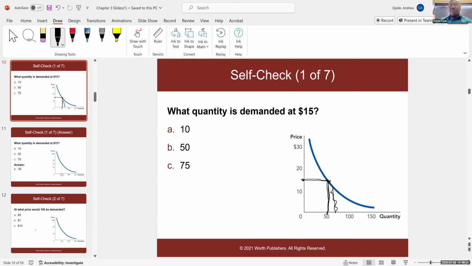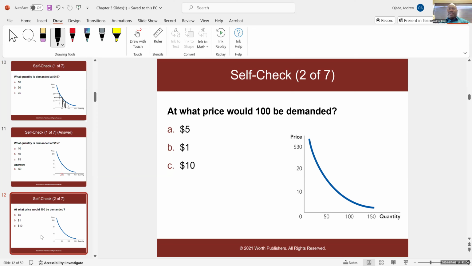And again, when somebody asks you what quantity is demanded at, say, $10, you're going to draw a line across. It's going to be somewhere in the middle. It seems like it's going to be like 75, something like that. And then what about 20? You just draw a line and hit the demand curve, and you read the quantity down here. So that seems like 25.